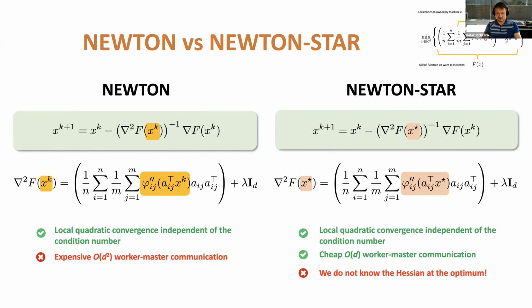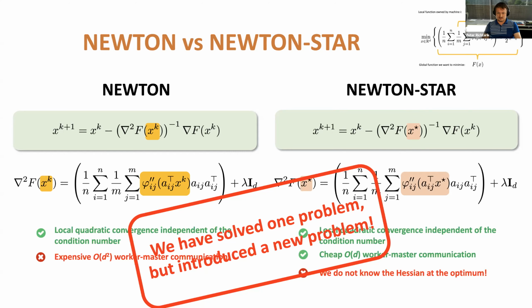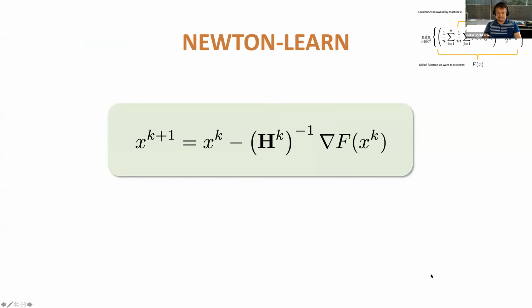Okay, so I will not repeat these benefits and these drawbacks. So that's the idea. This is just a reminder that in fact we solved the problem that Newton is communication inefficient by introducing the star, but we introduced this new problem that we don't know the Hessian at the optimum. So Newton Learn is the method that we propose.